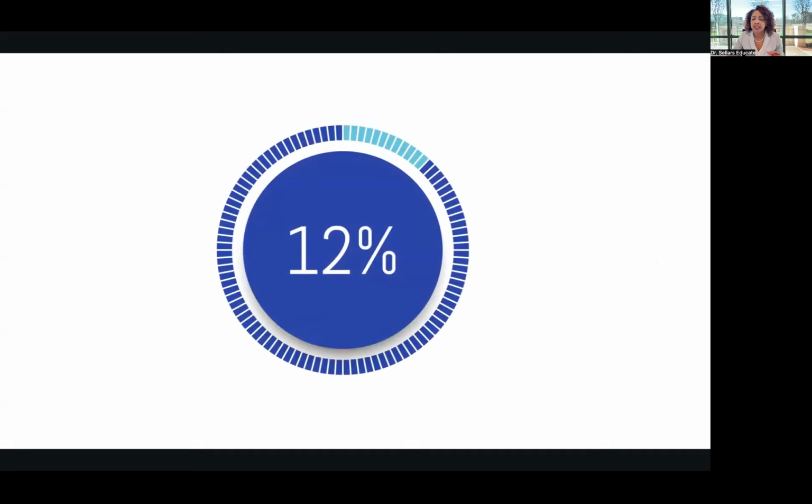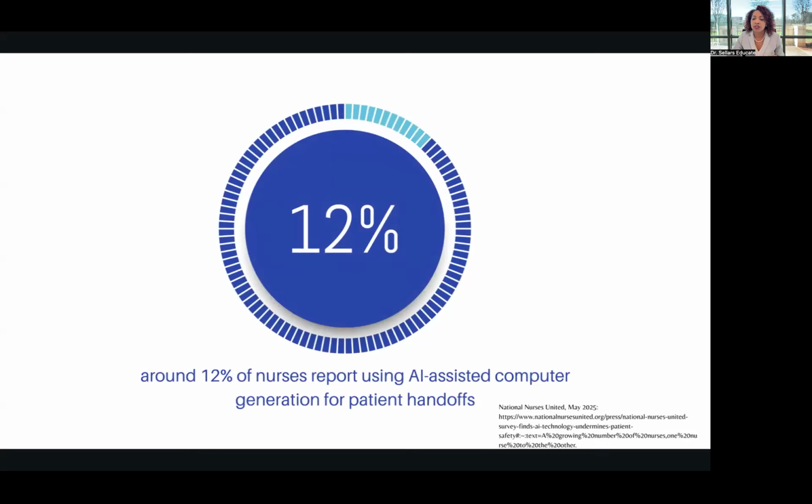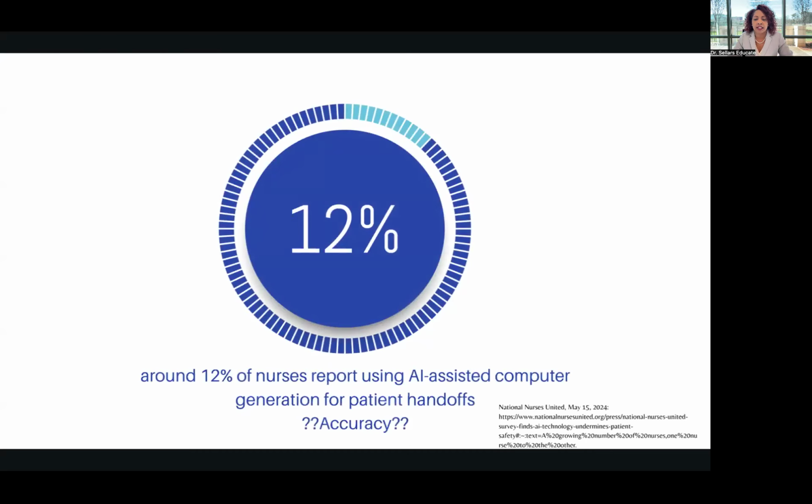12%, okay, that's a large percentage for our nurses that are involved in using AI-assisted computer generation technology for patient handoffs. I know you probably thought 12% sounds low. Well, it's a large percentage considering where we were 10 years ago, even 5 years ago. And this is data that was collected in a survey by National Nurses United. You can see right here the citation, and it was actually in 2024. We'll also put that link in the description so you'll have access to it.